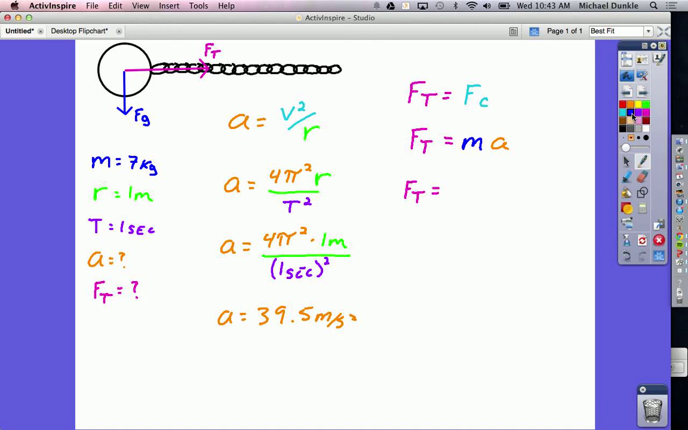So we know that the force of tension is going to equal 7 kilograms multiplied by the acceleration we just found of 39.5 meters per second squared. So we finish that up, and we know that the tension is 276.3 newtons. And now we're done.